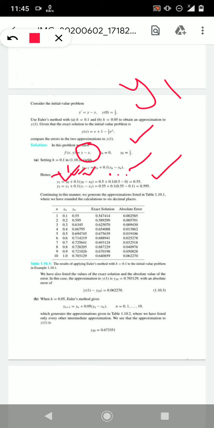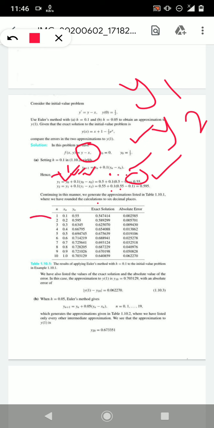Then the second approximation, y2, is equal to y1 plus h into (y1 minus x1), which is 0.55 plus 0.1 times (0.55 minus 0.1), where 0.1 is x1, which is equal to 0.595. Now continue in this manner. We will generate the approximation list, given in the table.